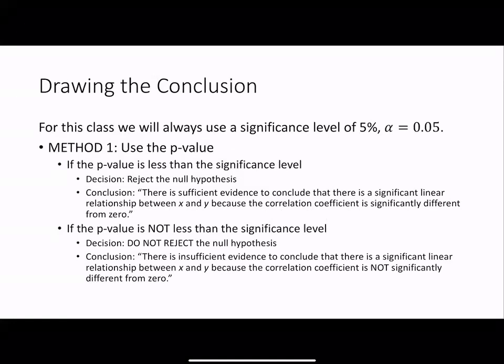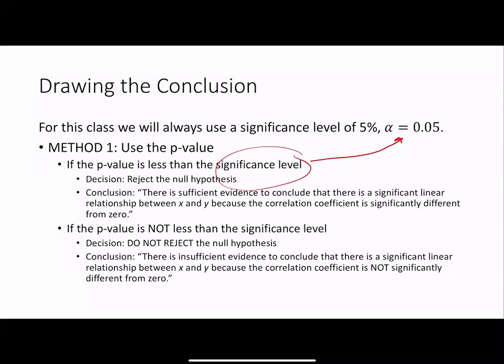So method 1, in this class, we are always going to use a significance level of 5%. So alpha is going to be 0.05. That's for everything, method 1, method 2. Now method 1, if we're going to use the p-value, if the p-value is less than the significance level, remember alpha is 0.05, then we reject the null hypothesis. And at the end, we will conclude there is sufficient evidence to conclude that there is a significant linear relationship between the variables, and the correlation coefficient is significantly different from 0.